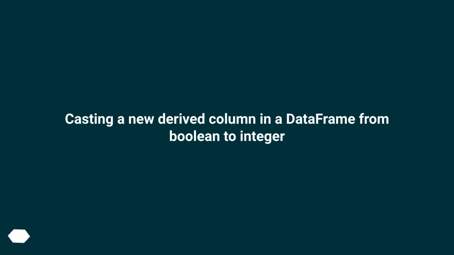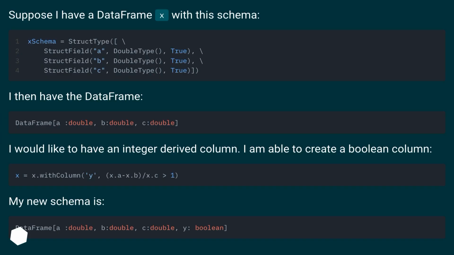Casting a new derived column in a data frame from boolean to integer. Suppose I have a data frame X with this schema. I then have the data frame. I would like to have an integer derived column.